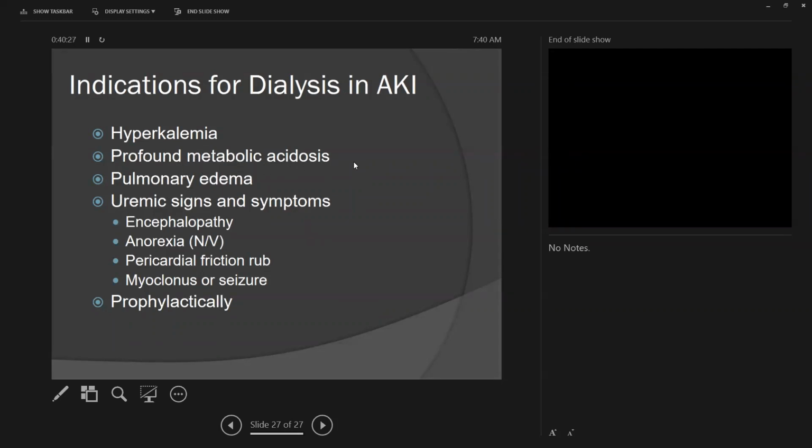Profound metabolic acidosis, once again, I can't tell you how bad that acidosis should be, depending on how the patient is doing. Are they making urine? Are they looking better? Is the bicarbonate coming up on its own? But generally, when that bicarbonate is below 15, we're thinking seriously about renal replacement therapy.